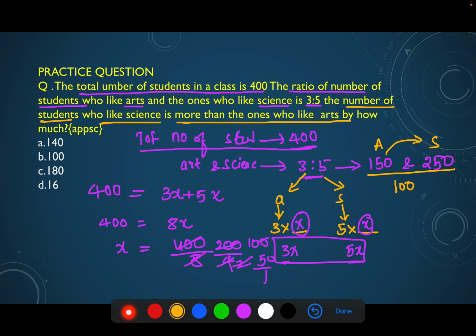Am I right? Science is more than those who like arts. Arts are liked by 150, science is liked by 250. The difference is 100. So what can be the option? Option B can be the option.